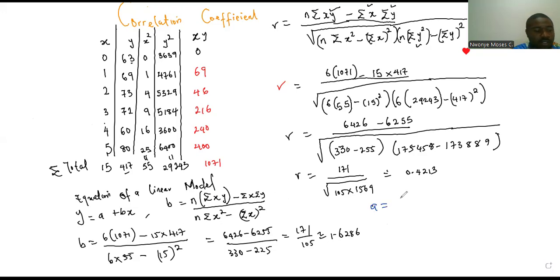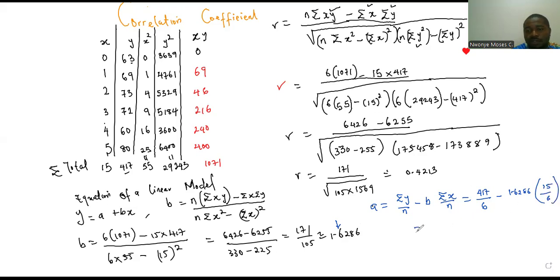From here, we can easily also obtain our A, because A is always obtained when you have B. A is the summation of Y upon N, which is 6 in our case, minus B times the sum of X divided by N. So for A, 417 upon 6 minus the approximated value we have gotten for B, 1.6286, multiplied by 15, which is the summation of X, over 6.